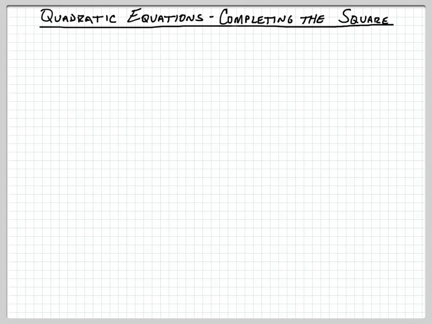Hey everybody, in this video we're going to talk about completing the square of a quadratic equation. When we complete the square, what we're doing is turning any given quadratic equation into a perfect square trinomial. And a perfect square trinomial is a quadratic equation that has a couple nice properties to it.